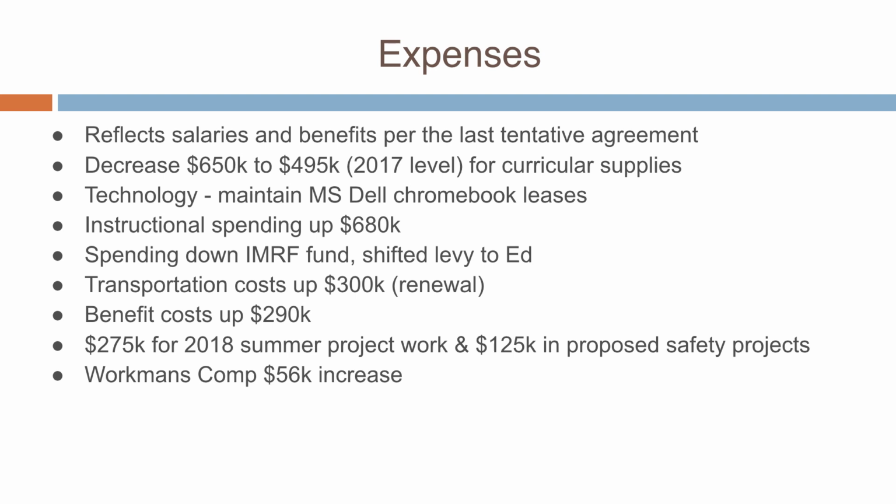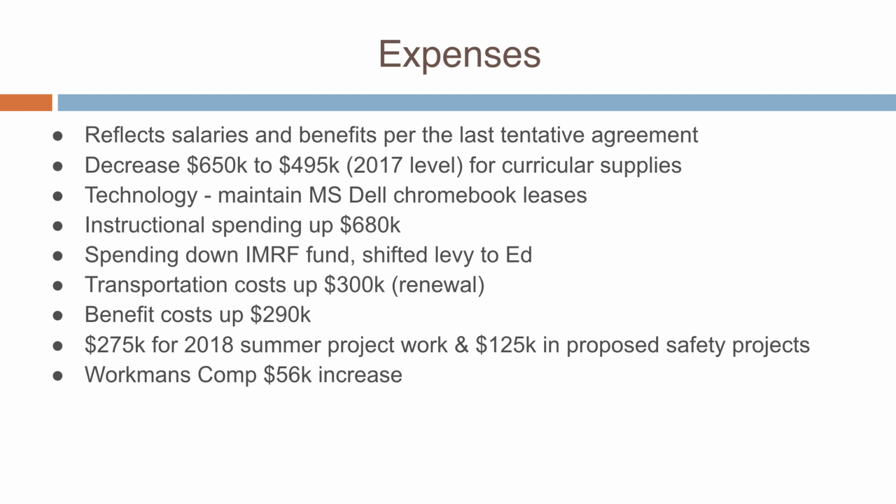The following is a summary of assumptions made for expenditures for the 2018-19 fiscal year. The salaries and benefits that have been included in this preliminary budget reflect what was agreed to in the last tentative agreement with our union. We have assumed a decrease in curricular supplies to basically fall back to the 2017 level. Technology, we're going to maintain our middle school Chromebook leases.